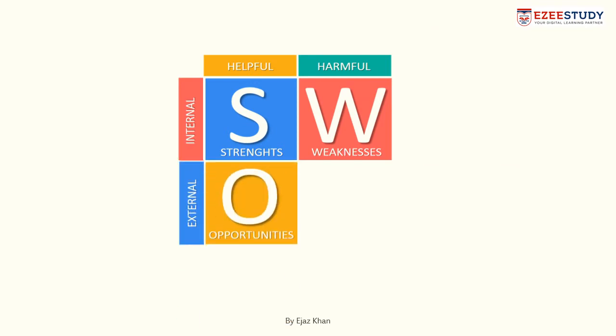Then comes the external analysis. We need to find out the opportunities that we may have from the environment and that we can avail. There may be things happening in the environment that will benefit us. What potential regulation changes could help our business? Maybe the government is getting involved in a free trade agreement and this might increase our exports. So this may be an opportunity for us if we have the right strategy to avail it.